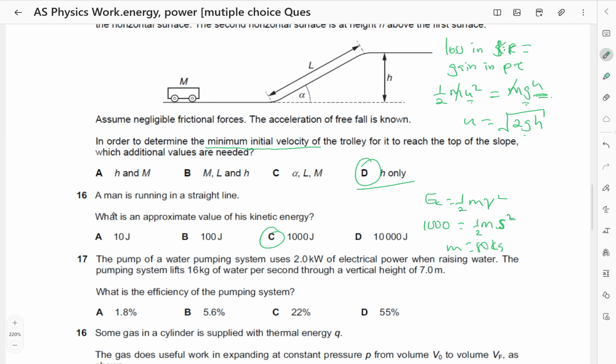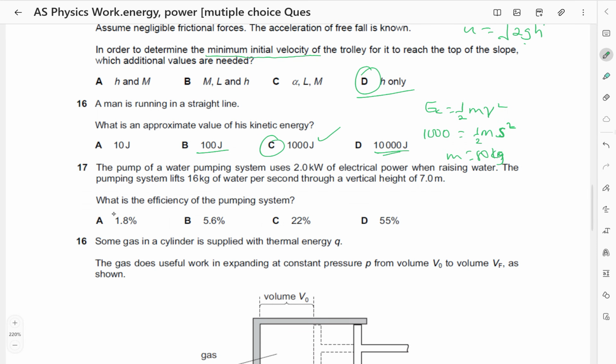And this makes sense for the mass of a man to be 80 kilograms. If I use a larger energy, I may get 800 kilograms, and it doesn't make sense for a man to be 800 kilograms and running. If I use 100 joules, I may get 8 kilograms, which cannot be a man. If I use 10, I may end up getting 0.8 kilograms, which cannot be a man. So the answer is C.